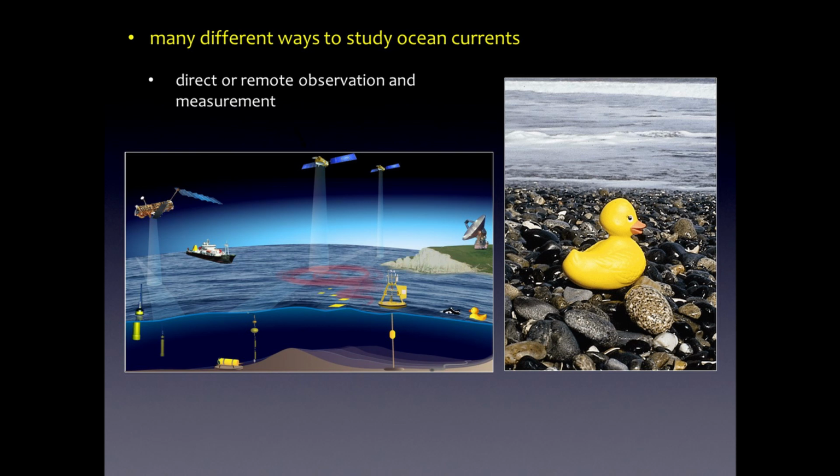We can also study currents remotely. This is through the use of satellites and other remotely operating vehicles such as drones, airplanes, helicopters, anything that lets us view the ocean remotely and study what's going on in the ocean. We also sometimes make use of other material that might be in the ocean, for example, material that is lost during a shipwreck, flotsam of the ocean. And that's why we have this little yellow duck on the beach right here.